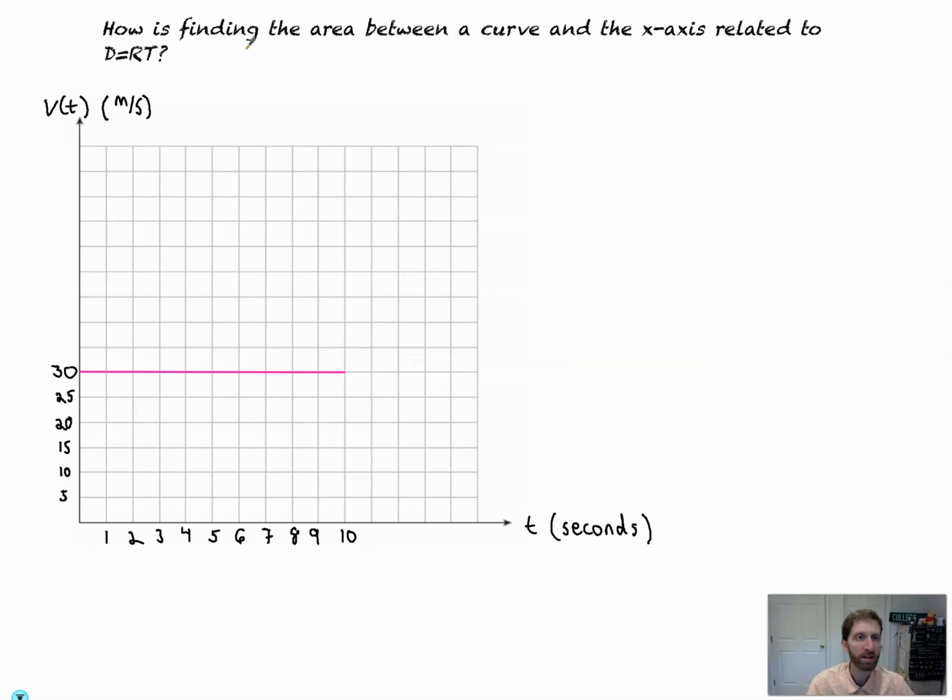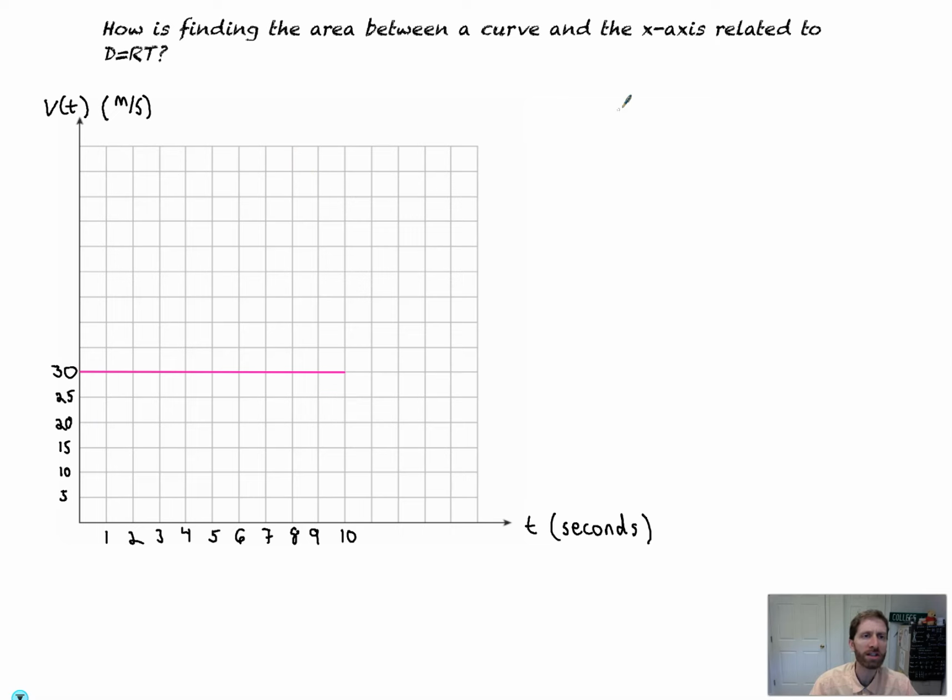Okay. From here it says, how is finding the area between a curve and the x-axis related to distance equals rate times time? Well, we actually looked at this in great detail. Again, if you need to check out those videos, it's one of the first videos we did way back when in chapter 1 at the onset of calculus. So check that out. Pretty cool. But we're going to go over a quick review of this.